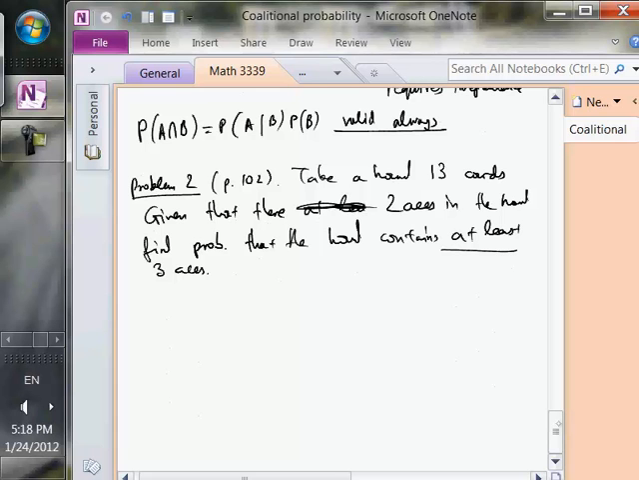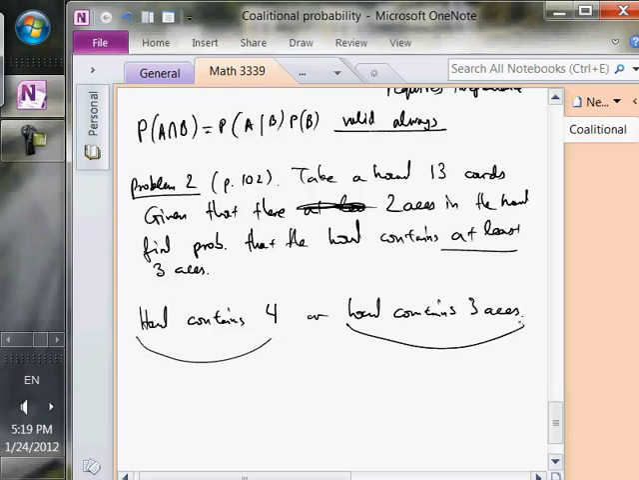Okay, what does at least 3 mean? It can contain how many? 3 or 4. 3 or 4, okay? It cannot contain more than 4 because the deck has only 4 aces. So the hand contains 4 or the hand contains 3 aces. So if we add the probabilities of these two events, then we have the probability that we want to find.